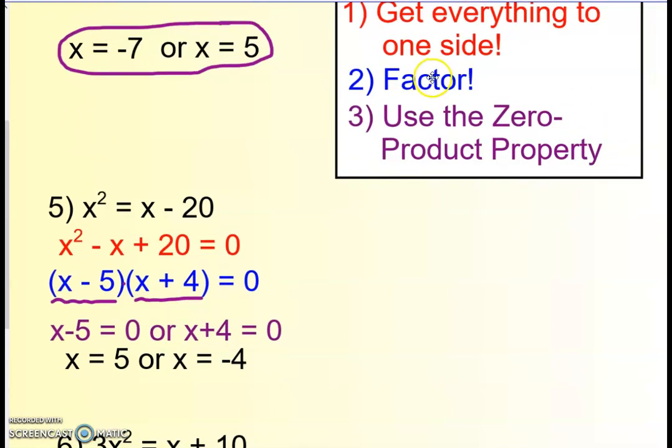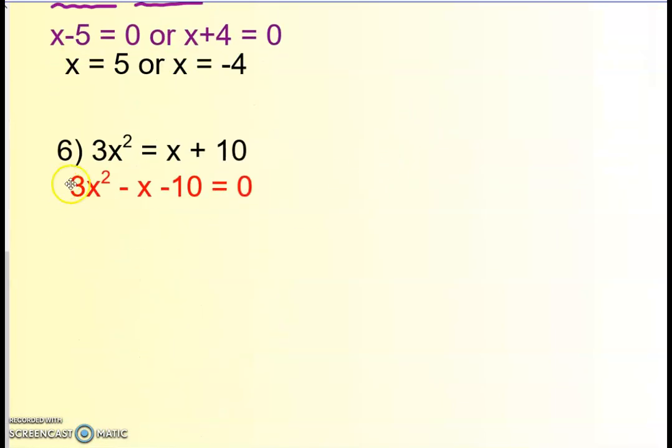Step 2, I got to factor. So I come down here. Now, really, this time, pause that video and factor that. I'll wait. Hey, did you come back? Did you factor it? This is a tricky one because of that 3, but if you spend time, if you guess, if you inspect, and you correct, you should be there.